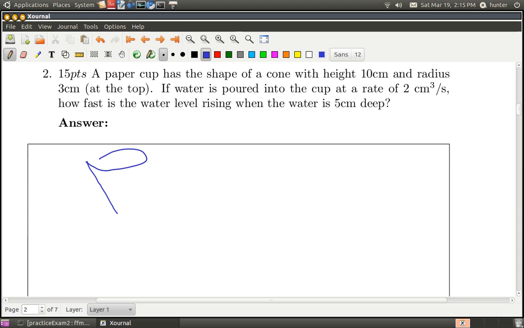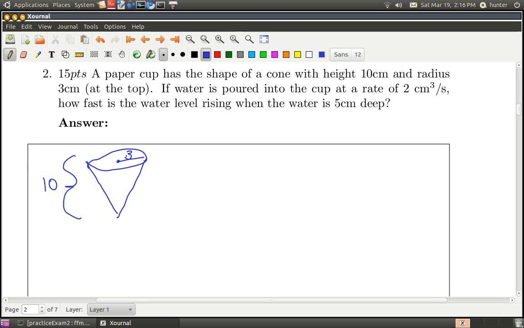And we know some things about this cone. This cone is going to have a height of 10 centimeters. So here's the height of the cone is 10. And it says the radius is 3 centimeters at the top. So this is 3. Alright, if water is poured into the cup at a rate of 2 cubic centimeters a second, how fast is the water level rising when the water is 5 centimeters deep?